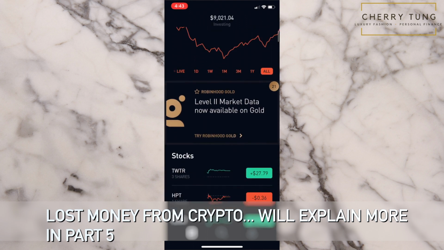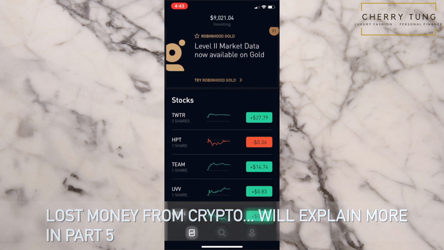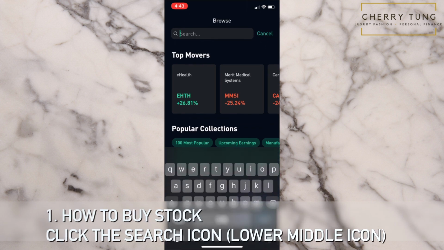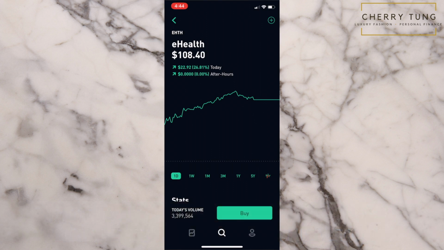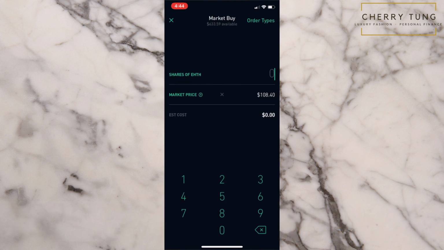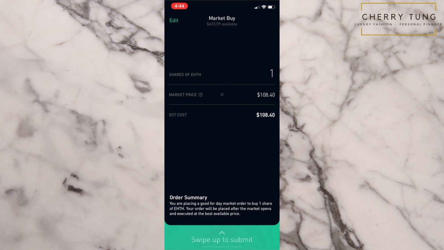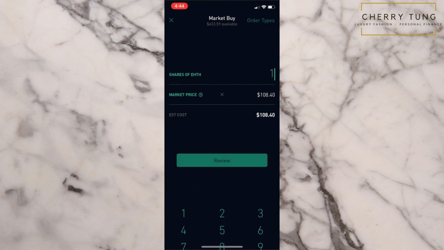But first, let's look at how to use Robinhood to buy stocks. Let's say I want to buy one of the top movers. What I do is I click on buy. In here, I just say however many stocks I want to buy. Then this is the market value, and I can click review. Then I can swipe up to submit. Since I'm not buying this, this is just how you can buy stocks. You just swipe up when you are ready.